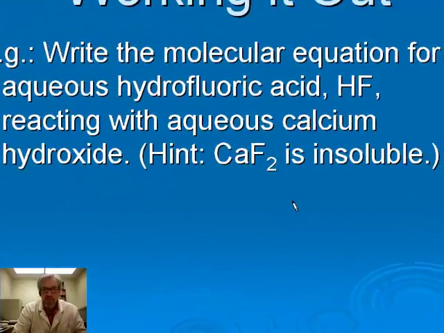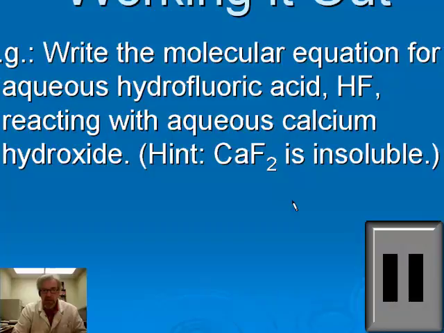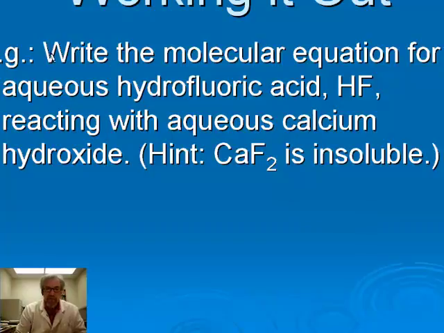Lithium chloride would be soluble, so you'd write LiCl, aqueous. One more. The molecular equation for aqueous hydrofluoric acid reacting with aqueous calcium hydroxide. And CaF2 is insoluble, so that might help you predict the products. Hydrofluoric acid, HF, aqueous, reacting with aqueous calcium hydroxide.